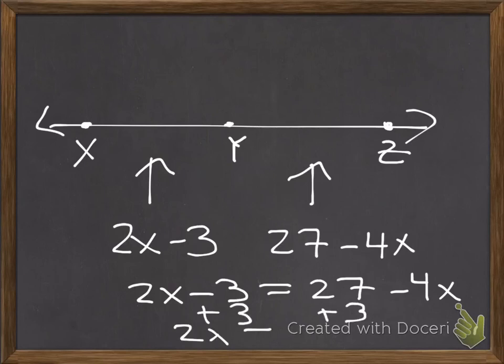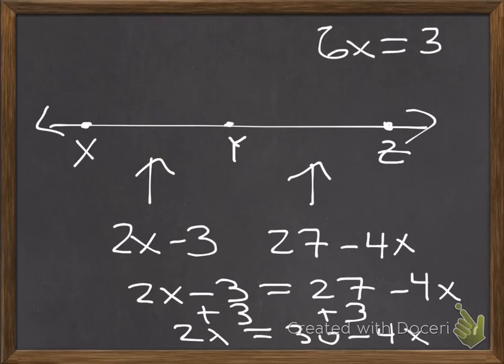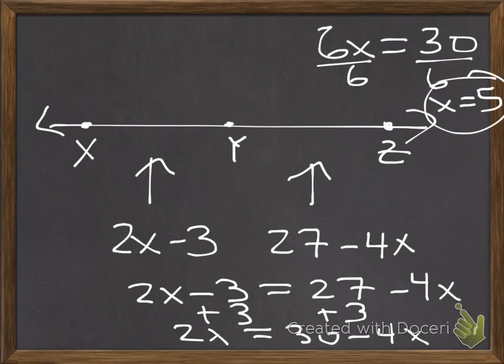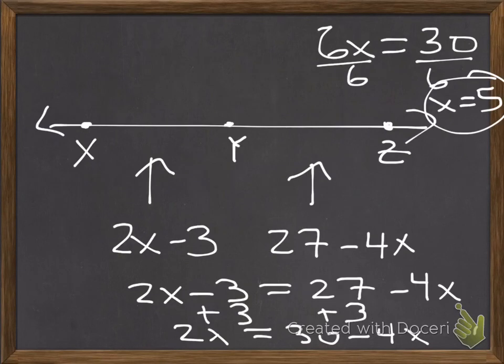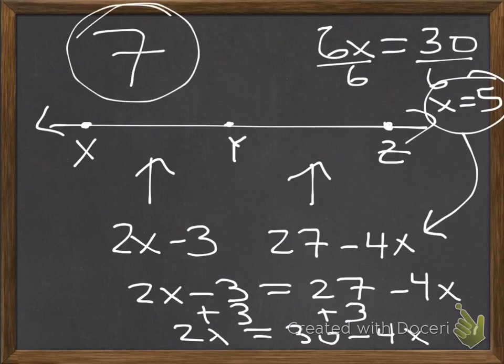So 2x minus 3 equals 27 minus 4x, so 2x equals 30 minus 4x, and you get 6x equals 30. So x would be 5. Now it says find the measure of YZ. Once I find x is 5, that means we're just going to plug it in for x here. So 27 minus 4 times 5, or 27 minus 20, is going to give me 7 for my answer.